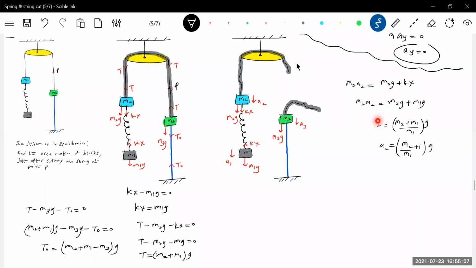What is the direction? Upward or downward? Should be downward. So the block M2 will start moving down. What about M1? Let's see it. M1A1 equals M1G minus Kx. And Kx equals in fact M1G. So block M1 will be at rest, block M2 will be in motion. So block M1 will retain its inertia of rest. This is the main purpose.